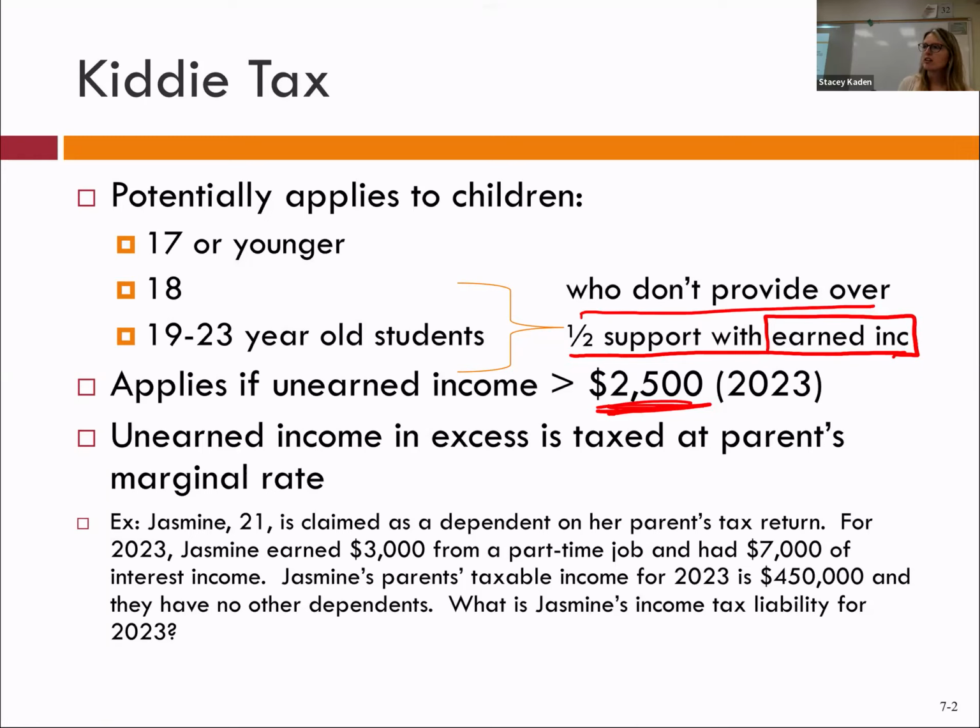If your unearned income is less than 2,500, you're not subject to the kiddie tax. Your unearned income in excess of 2,500 is going to not be taxed at your marginal tax rate, but instead your parents' marginal tax rate.